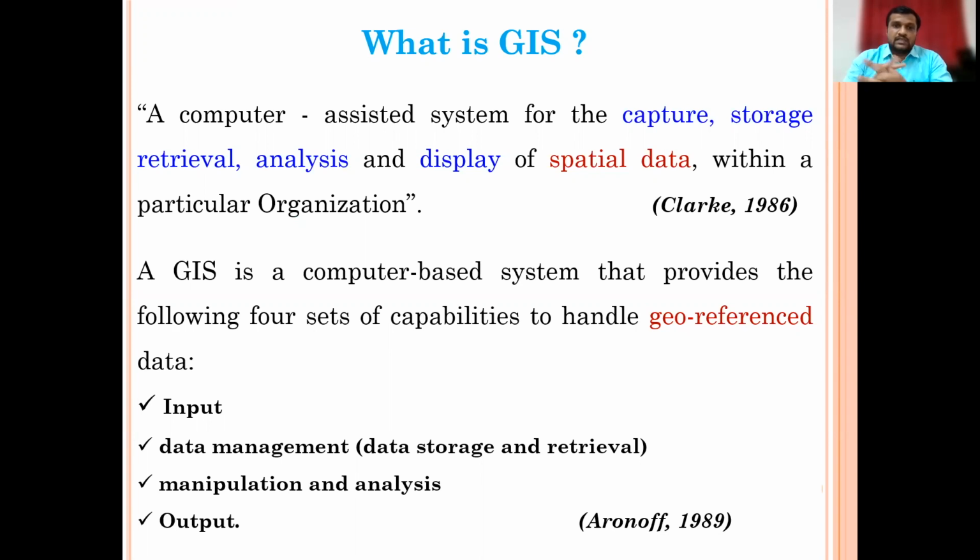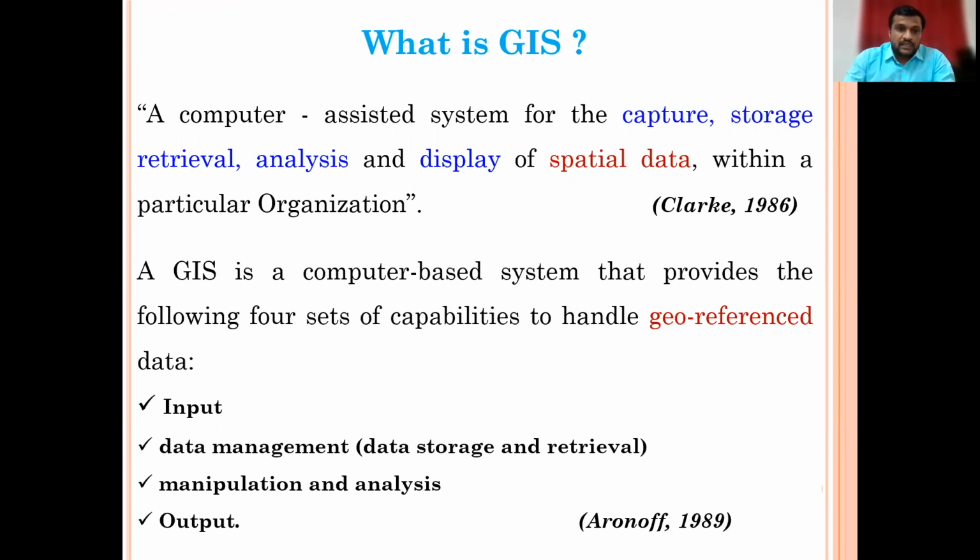So GIS deals with the spatial data. Spatial data means it's a kind of information related to the real world coordinate of any object. When we talk about any object on the Earth's surface, what is its location, what is the latitude, longitude of that feature, and its real world coordinate is known as spatial data. So GIS deals with capturing, storing, analyzing, and displaying of the spatial data within a particular organization.